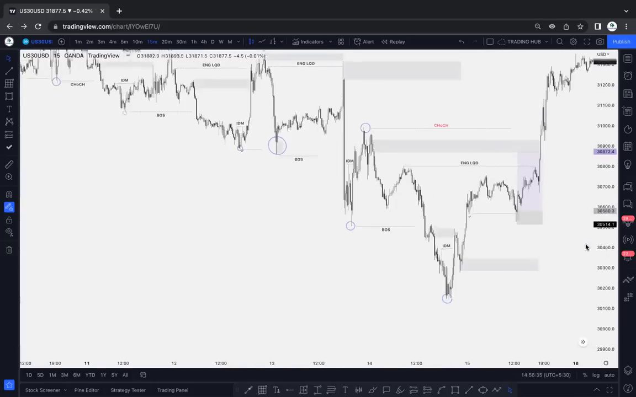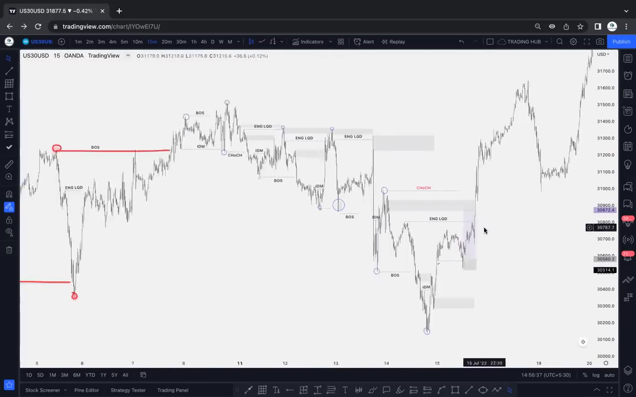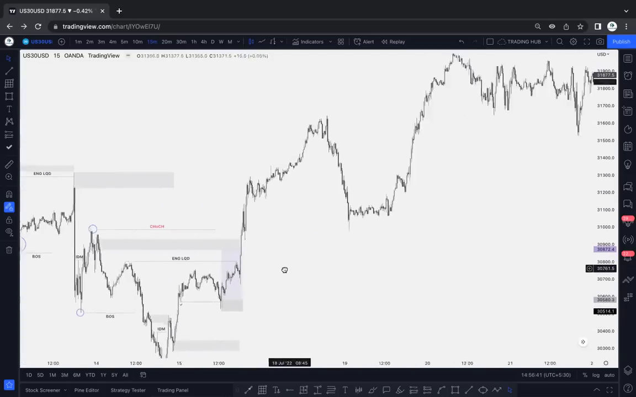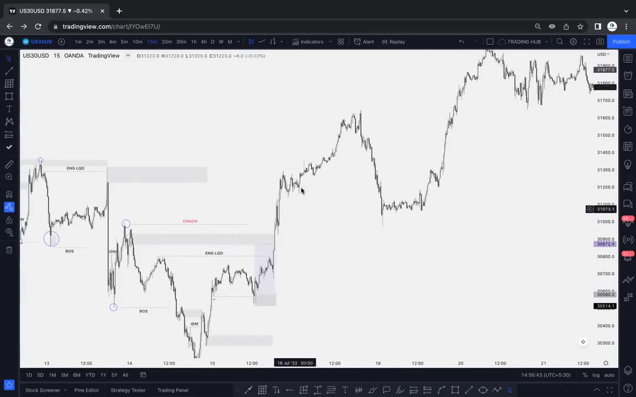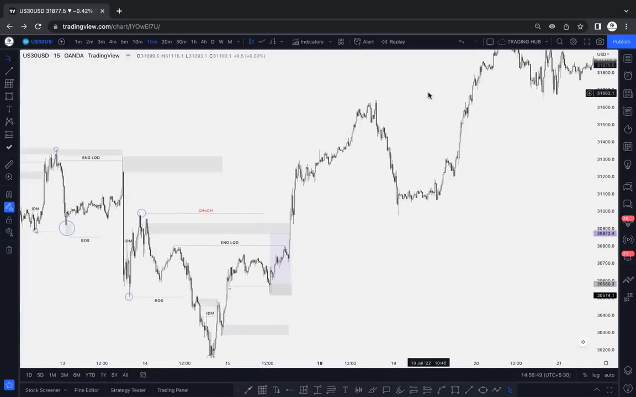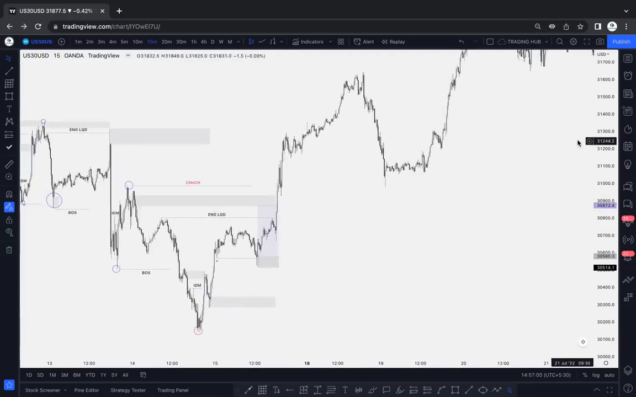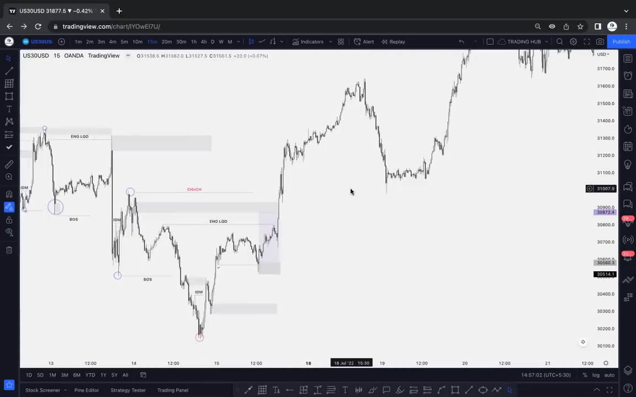Now let's see. You can see the market pushing a higher high and going higher. So in this case, where is our higher high? Because the market momentum has changed now. So where is our higher high after breaking this structure?